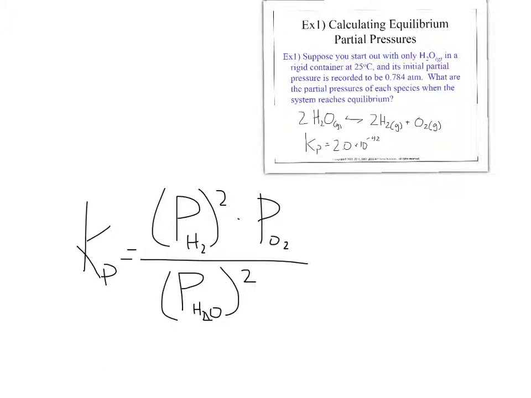Now the key word here is the initial that we see right there. The pressure we have, the 0.784, is not the pressure of water at equilibrium. Instead, that's the pressure of water before it goes to equilibrium, so it's the starting point. Right now we have 0.784 pressure of water and no H2 and no O2, so we can't really do any calculations yet at equilibrium.